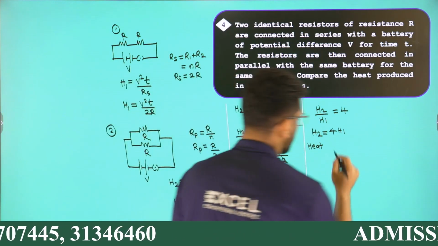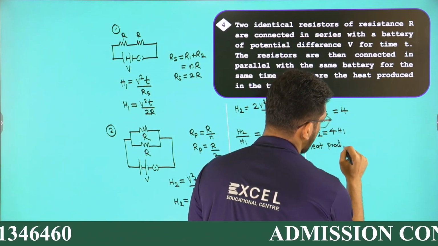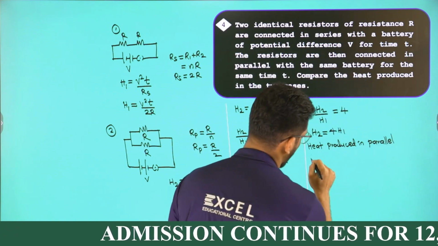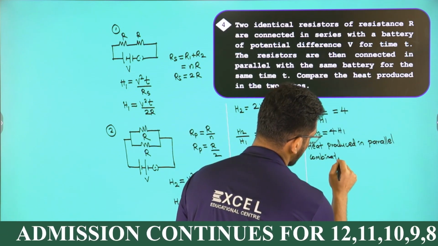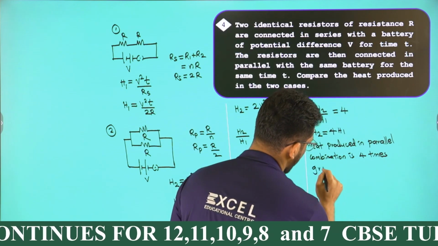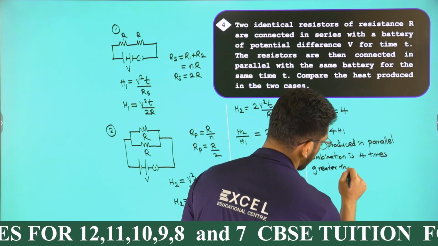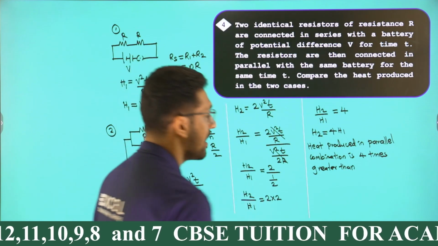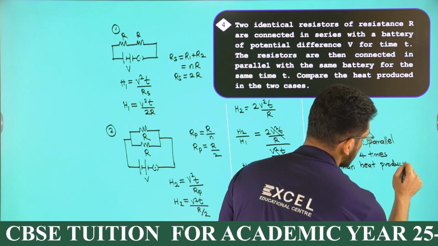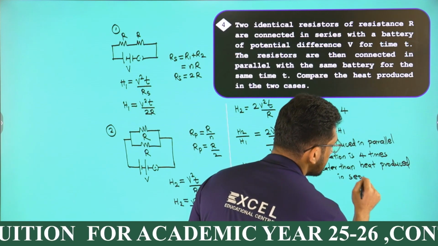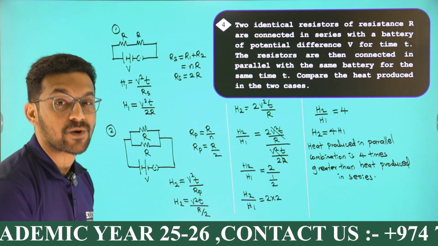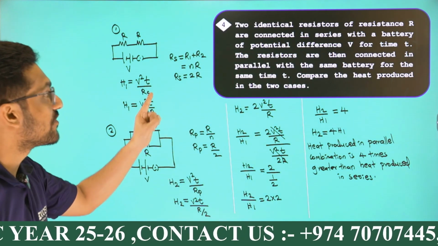Or the opposite. Heat produced in parallel combination is 4 times greater than heat produced in series. So that's our answer. We just compared the heat produced in two cases. Okay, that's our 4th question.